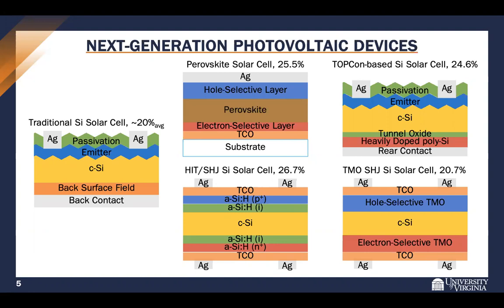26.7%. In the bottom right, you can see a new type of heterojunction cell called the transition metal oxide silicon solar cell. And this uses two different transition metal oxides, one for hole selectivity and one for electron selectivity. While these are newer, they've demonstrated efficiencies of 20.7%.